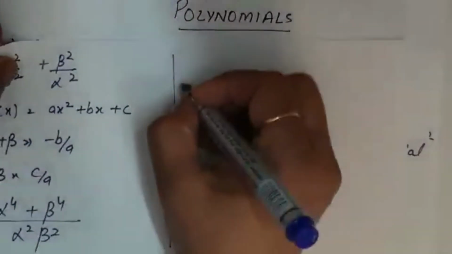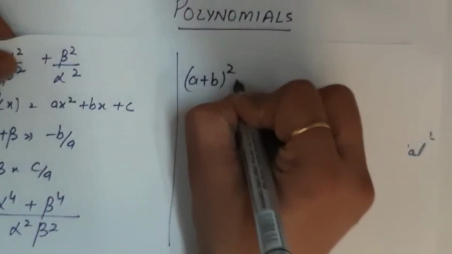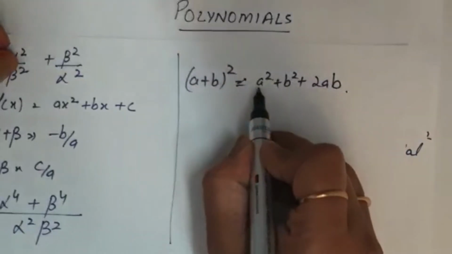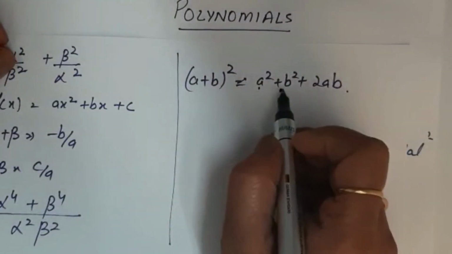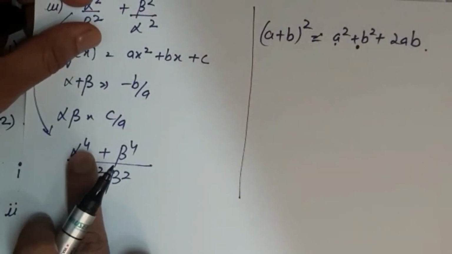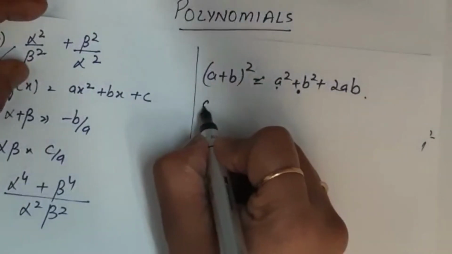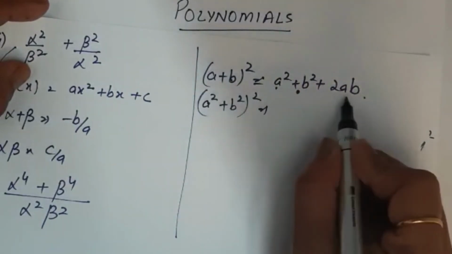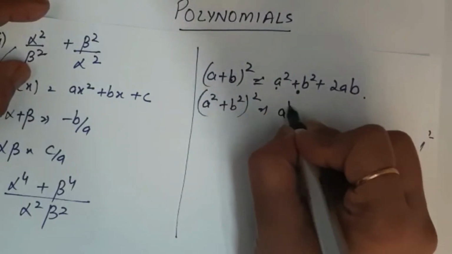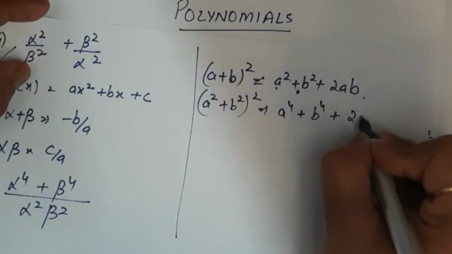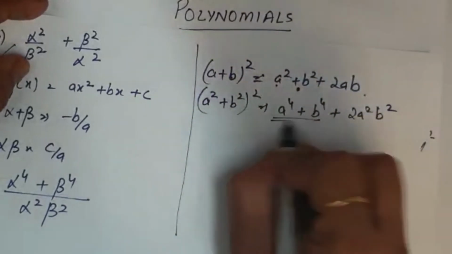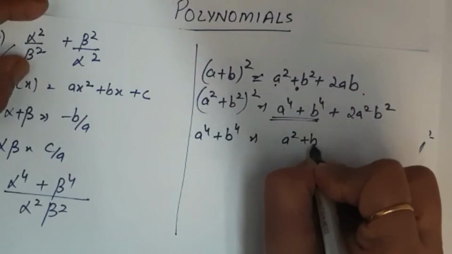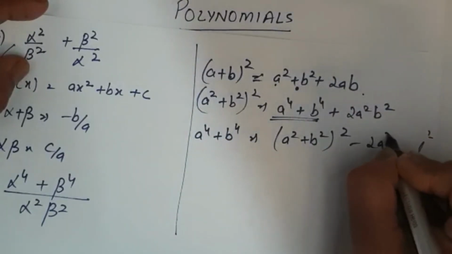Don't do this. See, the formula is alpha plus beta whole square is equal to alpha square plus beta square plus 2 alpha beta. Now instead of alpha square plus beta square, I actually want alpha to the power 4 plus beta to the power 4. So what I'll do, I put a square over here. So if square is there, there must be again a square. So square is alpha power 4 plus beta power 4 plus 2 alpha square beta square. Okay, so the value of alpha to the power 4 plus beta to the power 4 is equal to alpha square plus beta square whole square minus 2 alpha square beta square.